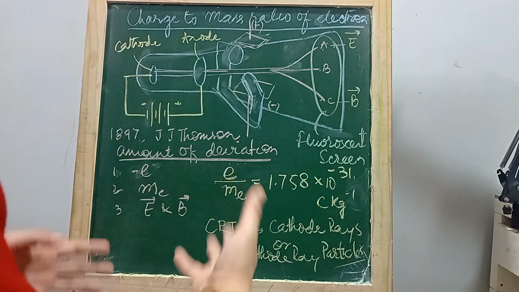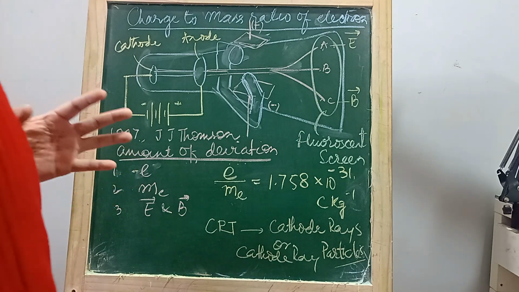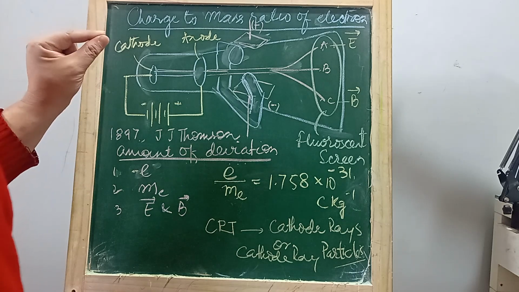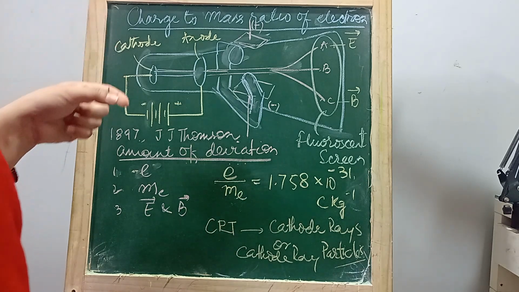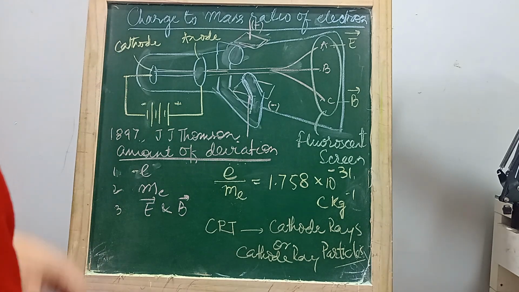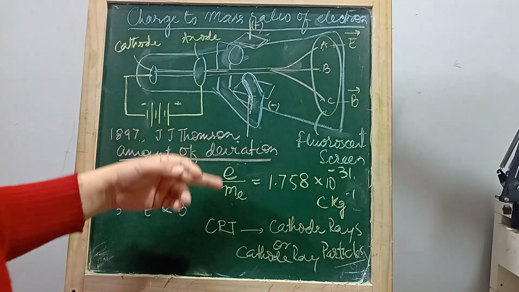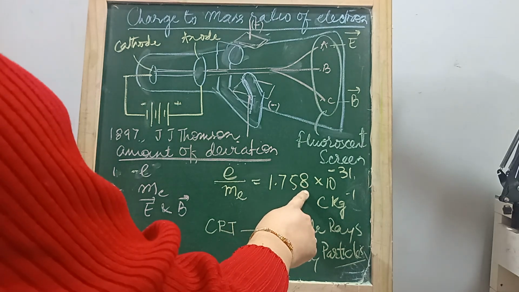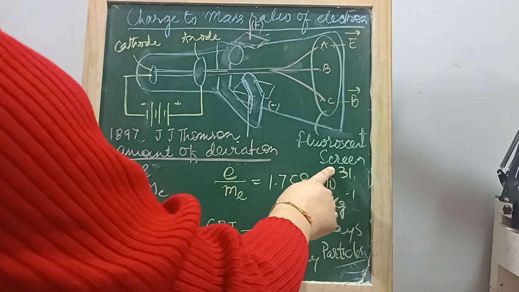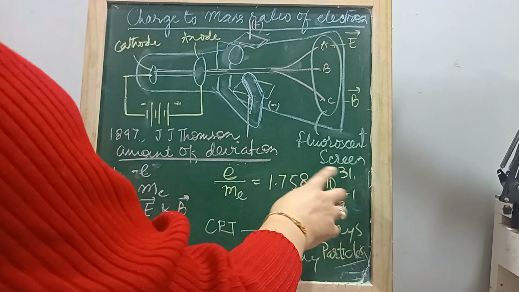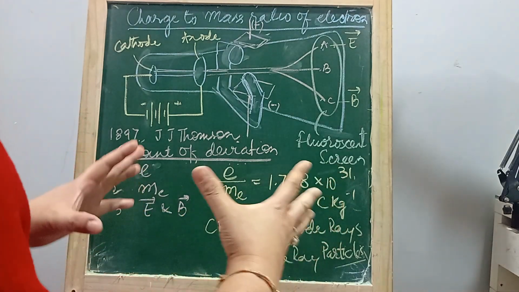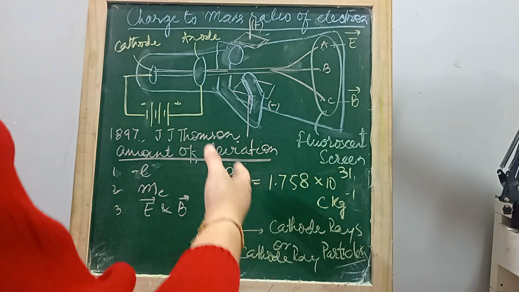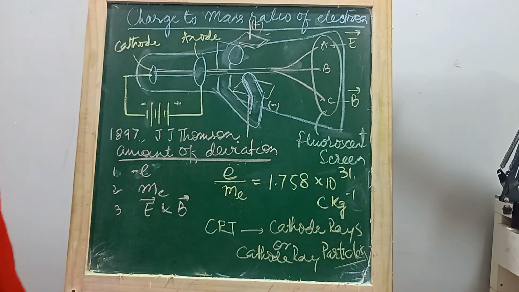So what J.J. Thomson has done is he has measured not the charge on an electron, nor the mass of an electron, but the ratio of the charge on an electron to its mass, to be 1.758 x 10^11 coulomb per kg. This much coulomb of charge in 1 kg of electrons. So he has measured the charge to mass ratio of the electron.